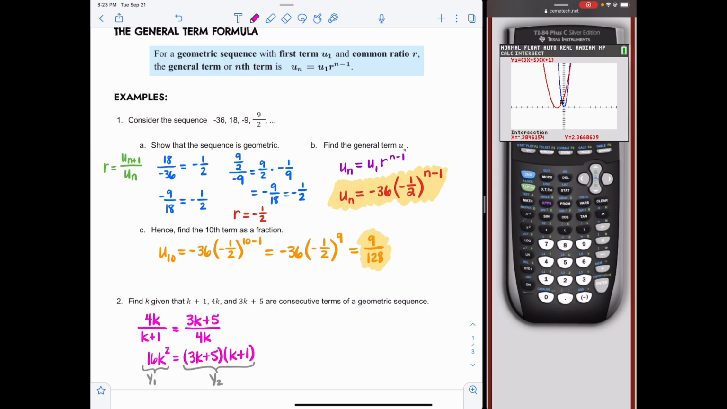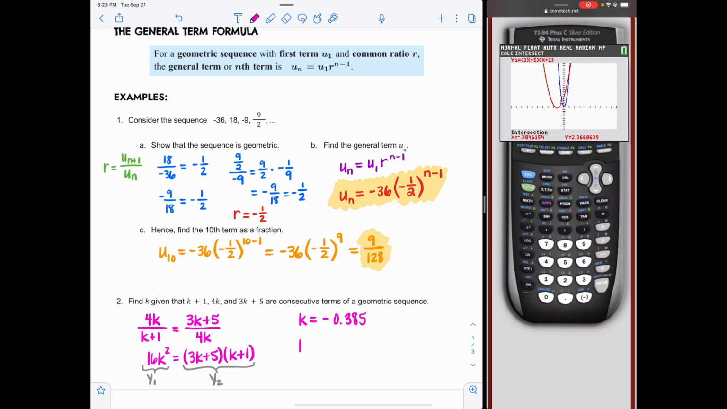So as you can see here, remember, we put an X in the calculator in place of K. So we are going to look and we see that K is equal to negative 0.385 in three significant figures.